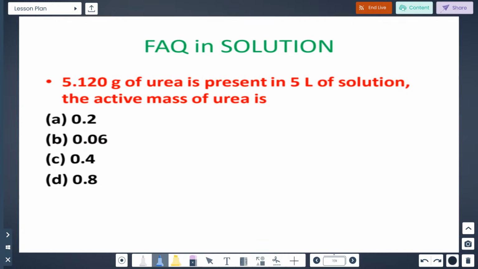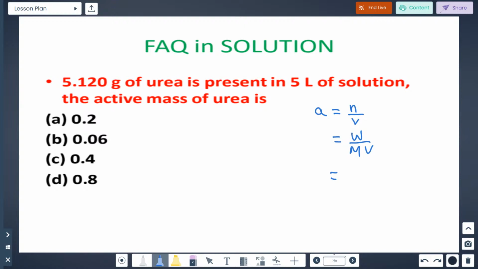See, 120 gram of urea is present in 5 liter of solution. The active mass. That's all. Simple one. So active mass A is equal to N by V. That's the formula. Understood? A is equal to N by V. N is nothing but number of moles. Number of moles means mass by molar mass into V. Are you following? N is nothing but number of moles. V I put as it is in the same place.